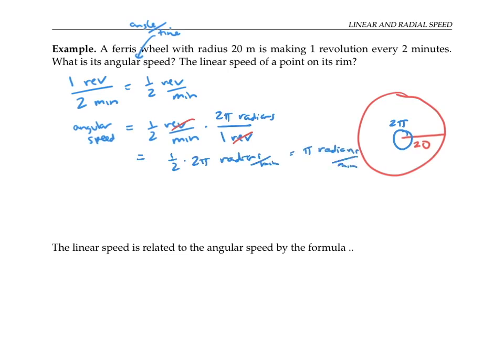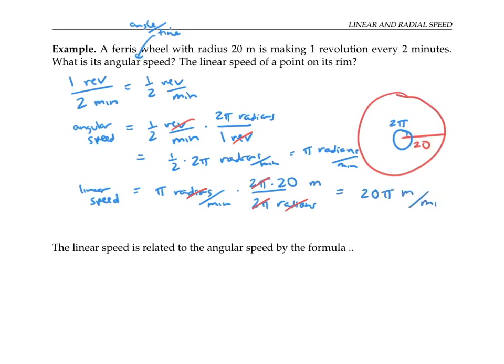The linear speed, the speed of a point on the rim: well, the wheel is going pi radians per minute. I've got to somehow convert radians into distance. So I know that when I go 2 pi radians all the way around the circle, I'm going all the way around the circumference in distance. That would be 2 pi times the radius, or 2 pi times 20 meters. The 2 pi's cancel, as do the radians, and I'm left with 20 pi meters per minute. Let's review how we got from angular speed to linear speed in order to get a more general formula.